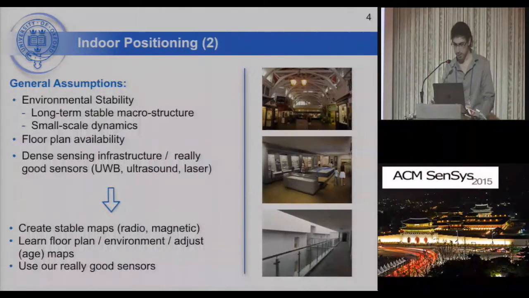So indoor positioning systems make certain assumptions. Specifically, they assume environmental stability with a long-term stable macrostructure. Well, this basically means that the doors and the floors do not move around. Also, they assume small-scale dynamics, meaning that the furniture changes very little over time. In addition, many indoor positioning systems require a floor plan and dense sensing infrastructure, or they use high-end sensors like ultra-wideband and laser to provide accurate positioning.